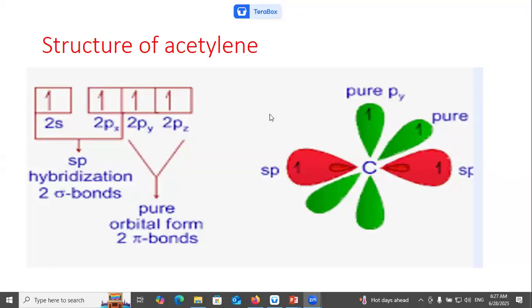Hello, good morning. Structure of acetylene. Acetylene is sp hybridization. We have already discussed hybridization.